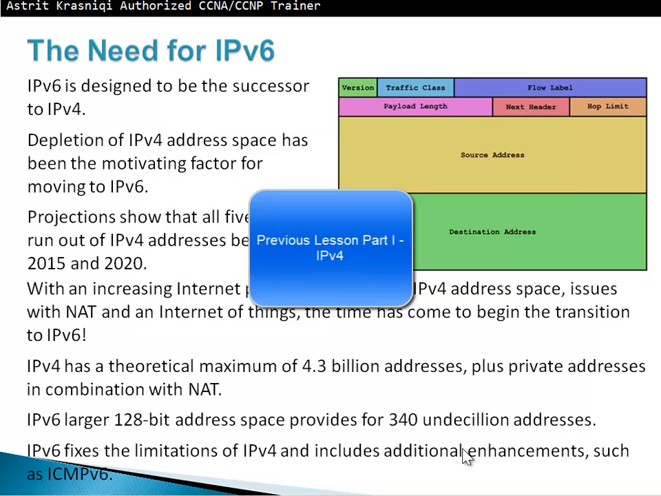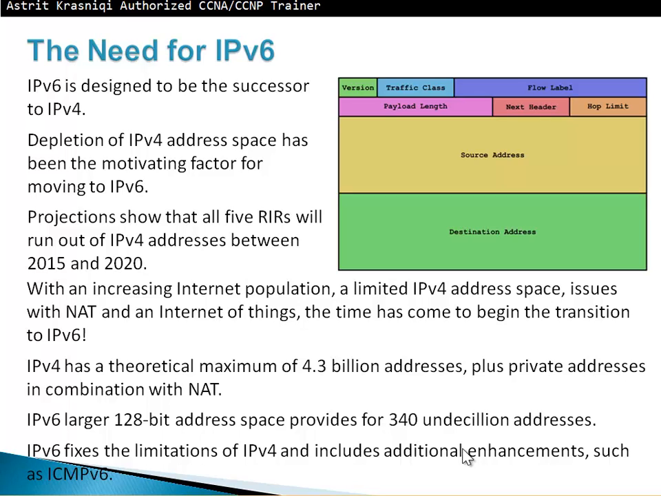The need for IPv6. IPv6 is designed to be the successor of IPv4. The depletion of IPv4 address space has been the motivating factor for moving to IPv6. Projections show that all 5 RIRs will run out of IPv4 addresses between 2015 and 2020. I just saw an article on the web saying that IANA has actually run out of IPv4 addresses to be assigned to RIRs. The RIRs still have some IPv4 addresses. With an increasing internet population, a limited IPv4 address space, issues with NAT and the Internet of Things, the time has come to begin the transition to IPv6.